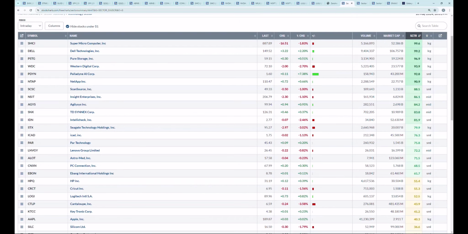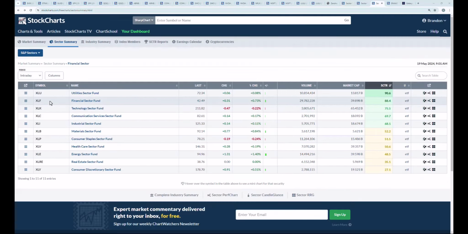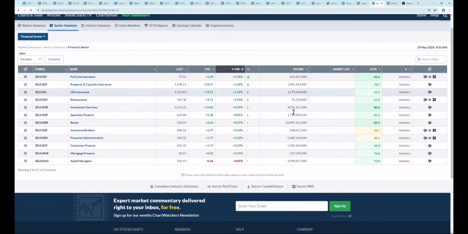All right, so that is our sector analysis on technology, but let's take a peek at the financials. What is going on there? Okay, so financials are very, very strong. Let's dive into there, okay?